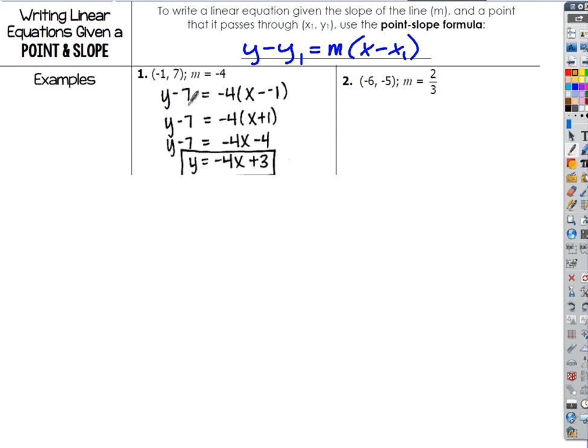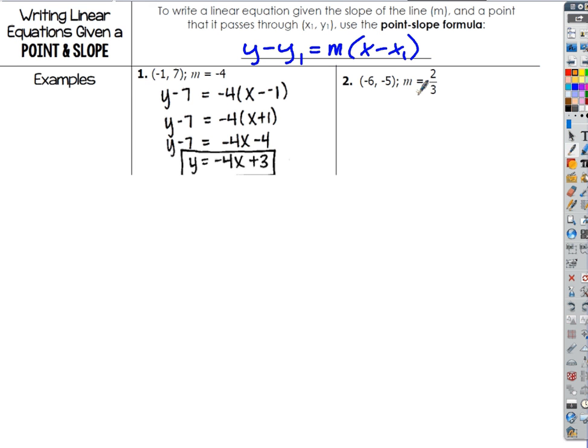Y sub 1 goes right there, and now all I have to do is simplify, right? I get y minus 7 equals -4 times x plus 1, and look how easy it is to solve for y. I just distribute the slope and add the 7 and collect like terms and drop the pen, I'm done, right? Very simple. Okay? You see what I'm saying?